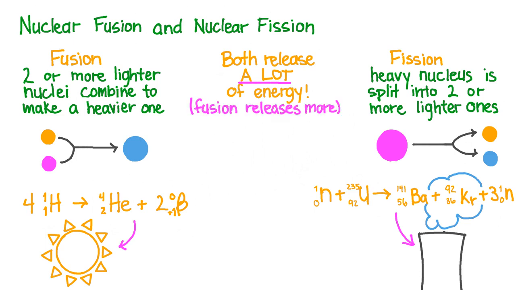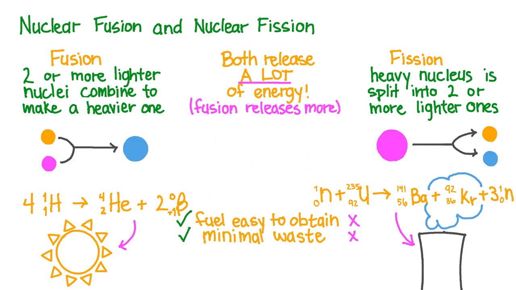But if we wanted to compare the two, fusion reactions release about 4 times more energy than fission reactions do per kilogram of starting material. Fusion reactions also have other benefits compared to fission reactions. The fuel for fusion reactions, hydrogen gas, is much easier to obtain than uranium-235. Fusion also produces much less waste than fission does, and the waste that is produced is much easier to deal with. The fusion reaction is also much easier to control once it's started than the fission reaction is.